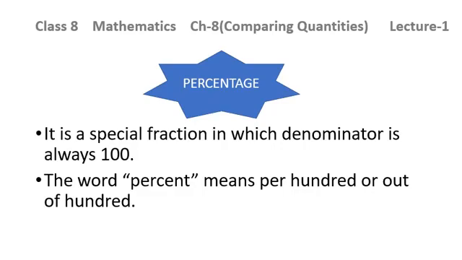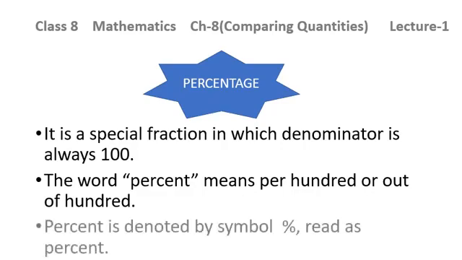If I say I need to find the percentage of a number, then I mean to say that I need to find the fraction of a number. So percentage is basically a special fraction in which the denominator is always 100. The word percent means per 100 or out of 100.